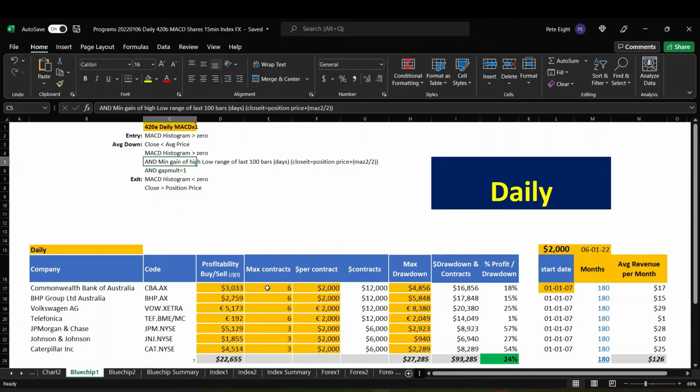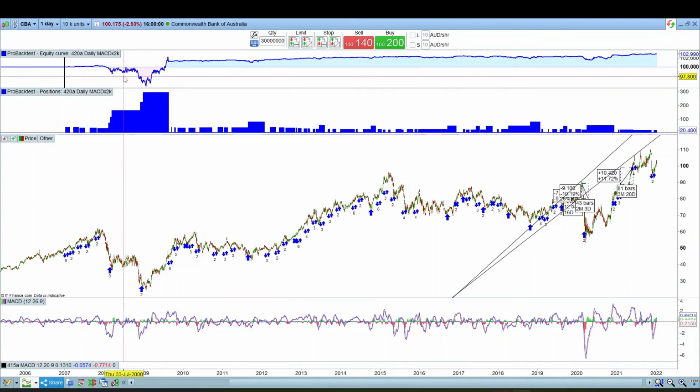We've entered 6 contracts at $2,000 lots. So in other words, we needed $12,000 total to plug into CBA when we traded. The max drawdown, the CBA, is basically on the profitability from the highest point of profitability to the lowest point in any part of this chart.